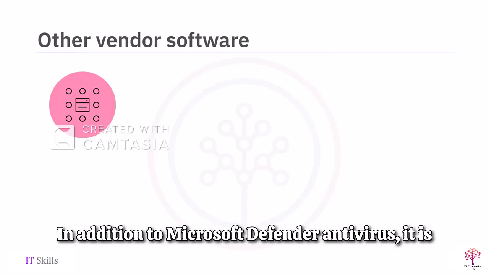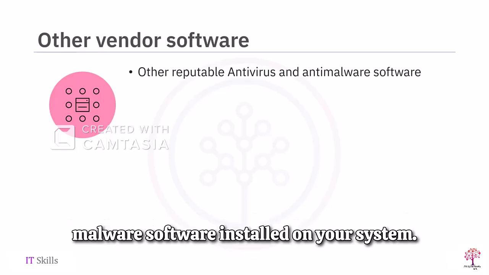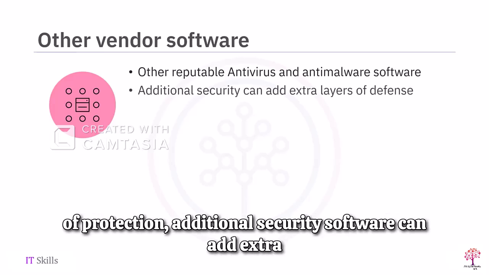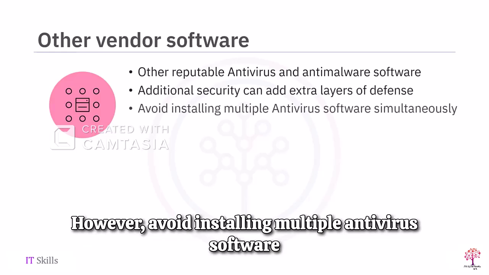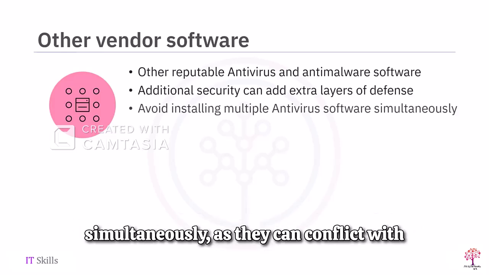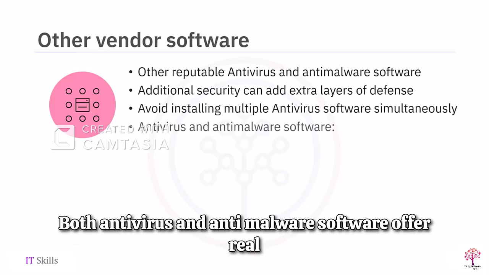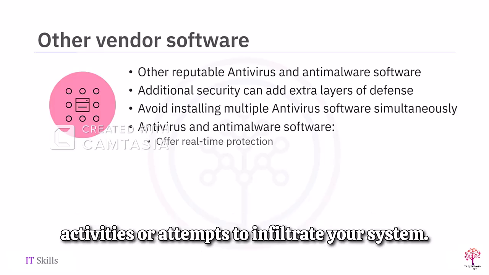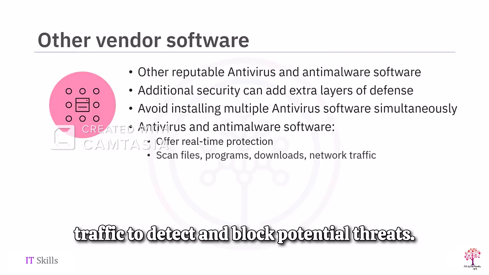In addition to Microsoft Defender Antivirus, it is recommended to have other reputable antivirus and anti-malware software installed on your system. While Microsoft Defender Antivirus provides a solid level of protection, additional security software can add extra layers of defense against evolving threats. However, avoid installing multiple antivirus software simultaneously, as they can conflict with each other and degrade system performance. Both antivirus and anti-malware software offer real-time protection, tracking your system for any suspicious activities or attempts to infiltrate your system. They continuously scan files, programs, downloads, and network traffic to detect and block potential threats.